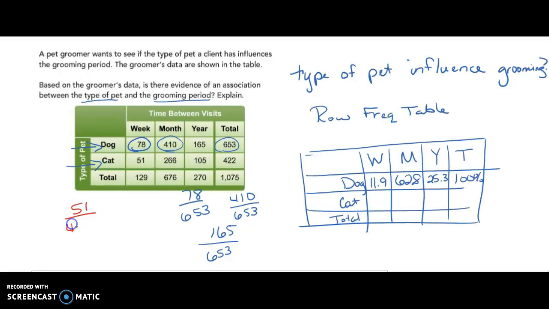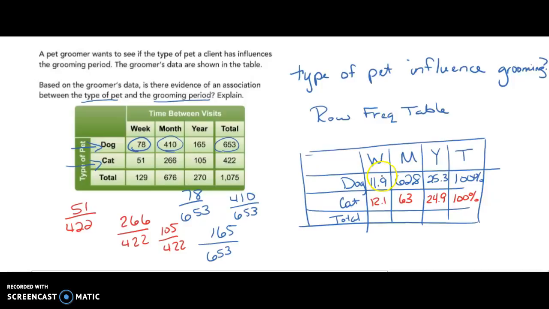So 51 divided by 422 times 100 is going to be 12.1%. 266 divided by 422 times 100 is going to leave me at 63%. And 105 divided by 422 times 100 is going to leave me at 24.9%. All of these added up should be 100%. And then honestly, I don't care about the total number because I'm just looking at the dogs versus the cats. So I'm not even going to go ahead and finish that table out.